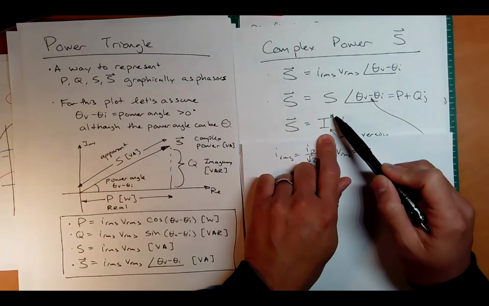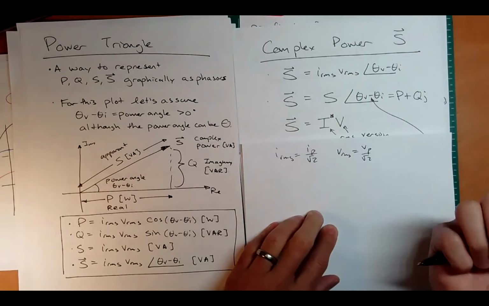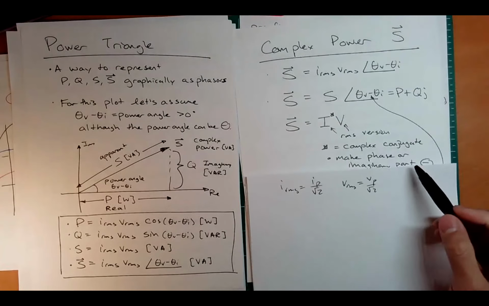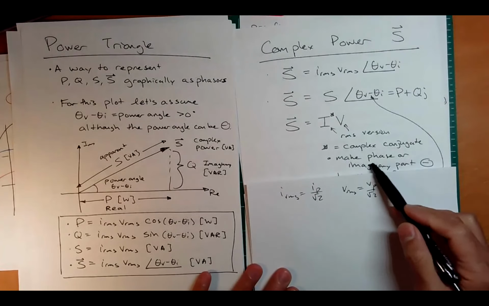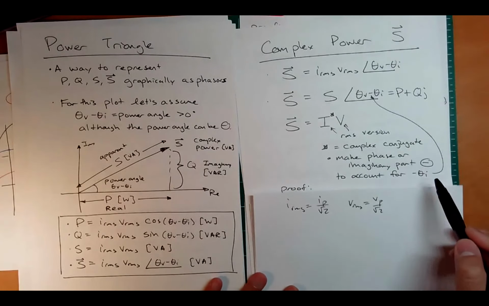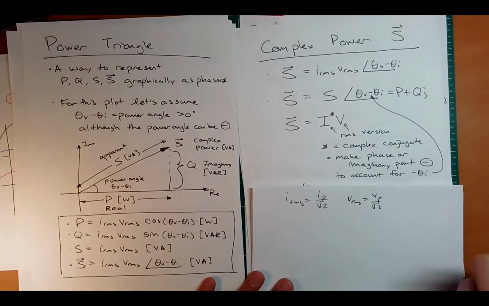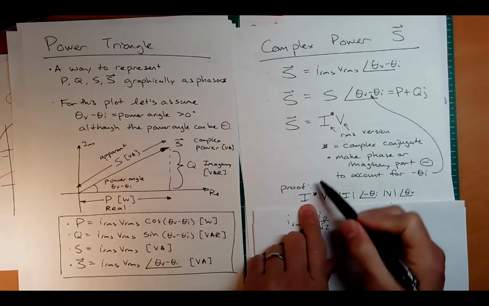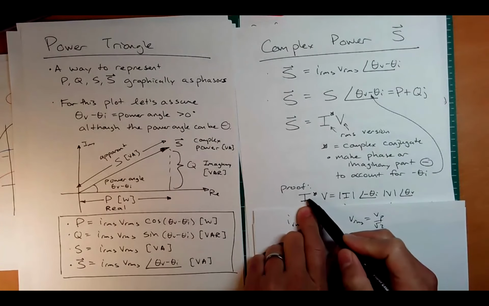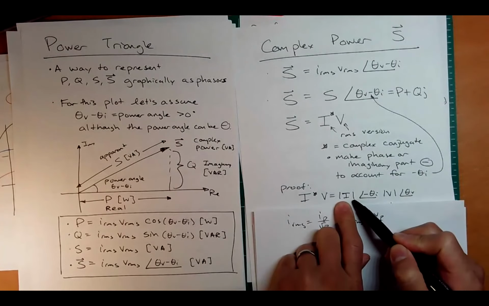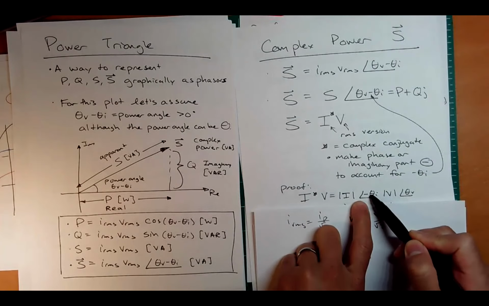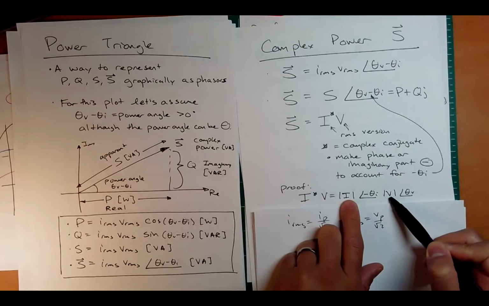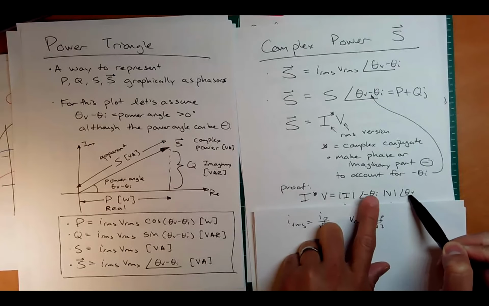What is this? Well, when you see the asterisk, all it means is it's called the complex conjugate, right? And it says make the phase or imaginary part negative to account for the negative theta I. So let's look at a little proof here. If you want to just make this phase negative, I asterisk just becomes the magnitude of I with a negative theta I. Now remember, when you combine phasors and you multiply them, you multiply the magnitude and you add the phase.